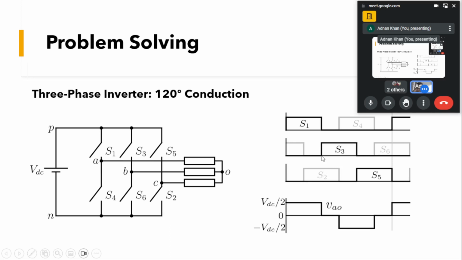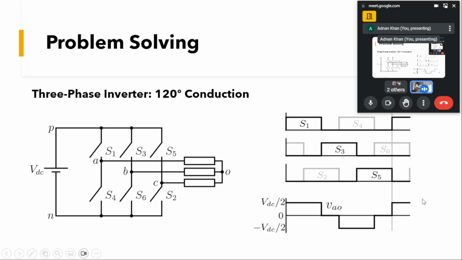Now coming to the 120 to 180-degree period, we have S3 and S2 on. At that moment you can see VAO is not connected at all. We have a voltage BC equal to VDC. VAO is not connected at all, so there will be no current through it. This means that the voltage across it is 0.